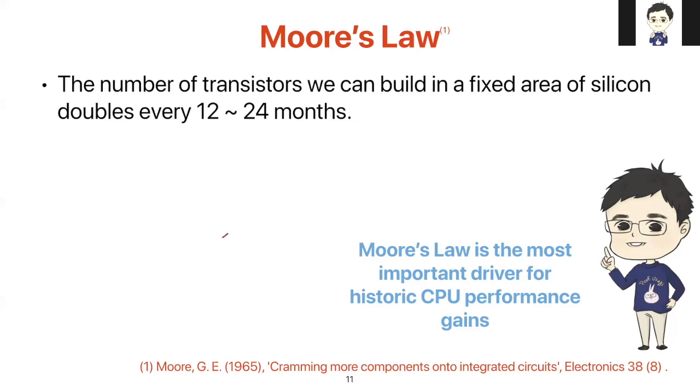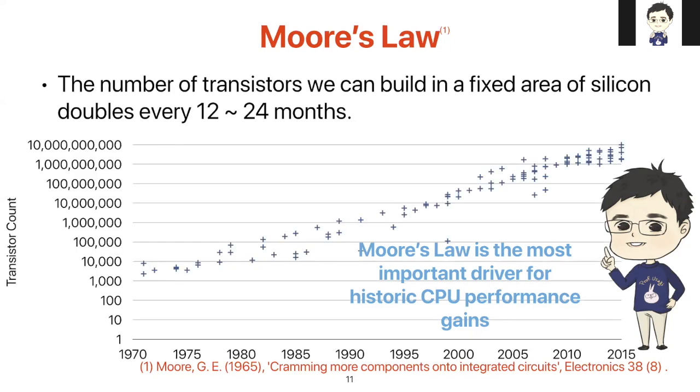And then if you look at the trend of Moore's law, the horizontal axis is the year, and the vertical axis is the number of transistors that we can put within the same area. You will find out it's basically like a straight curve, meaning that Moore's law is the most important driver for historic CPU performance gains.